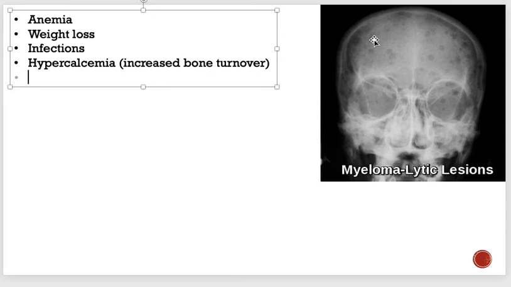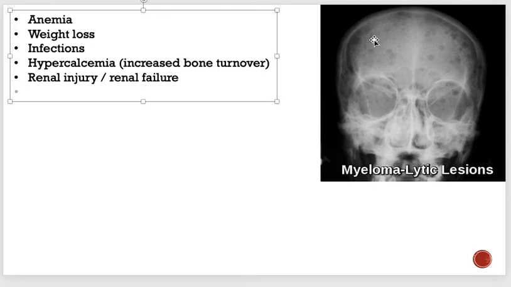Now, if you know the features of hypercalcemia, whenever there is hypercalcemia in any patient, they present with nausea and vomiting. They may have constipation, polyuria, polydipsia, and confusion. And when it becomes too severe, there are many other features which can be there, like renal injury or renal failure.